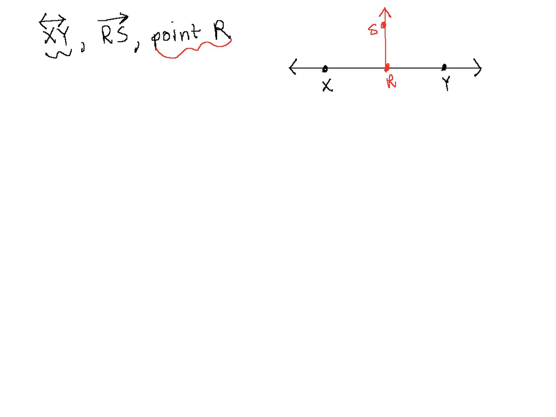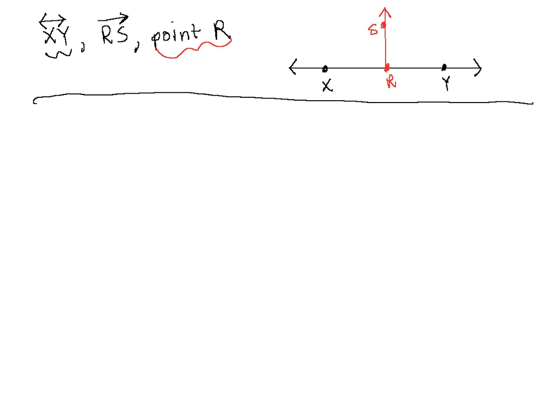So here is the image of the line XY being intersected by the ray RS at point R. Notice the point R is collinear with the points X and Y, so it is indeed on this line. All right, not a whole lot to it. Let's do a few more.